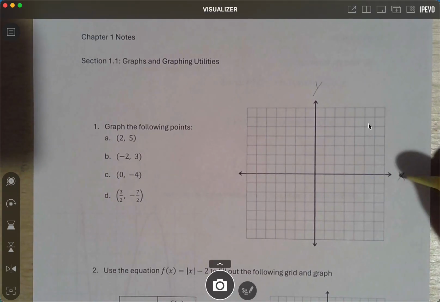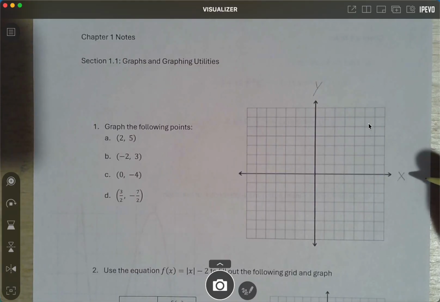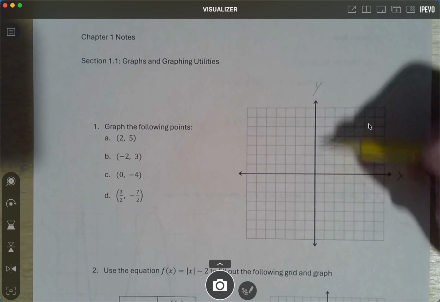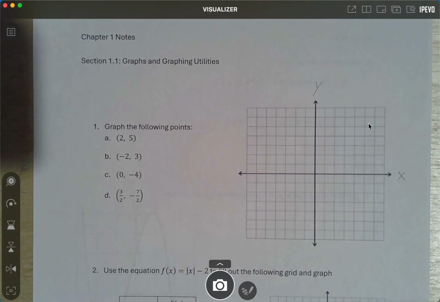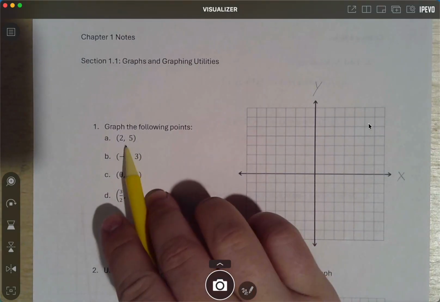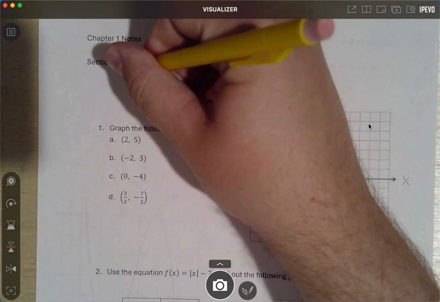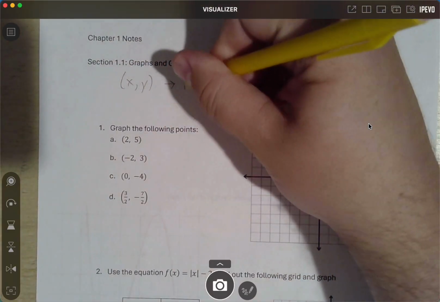Now you can already see that I've already labeled this horizontal axis, or horizontal line, as x, and this vertical axis, or line, as y. And so we have an x-axis, a y-axis. We've now made what we call a coordinate plane. And so the first question is, how do we graph points on a plane? And what you need to know is that a point is an x comma y.